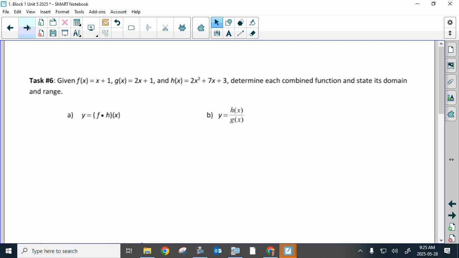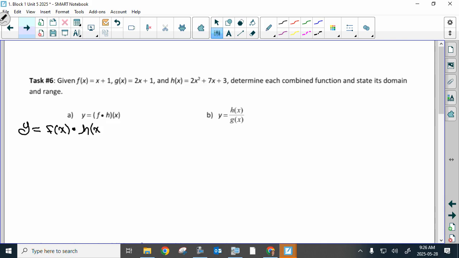Given f of x is equal to x plus 1, g of x is equal to 2x plus 1, and h of x is equal to 2x squared plus 7x plus 3, determine each combined function and state its domain and range. Again, graphing these is always pretty handy when you're coming up with the domain and range. F of x times h of x.